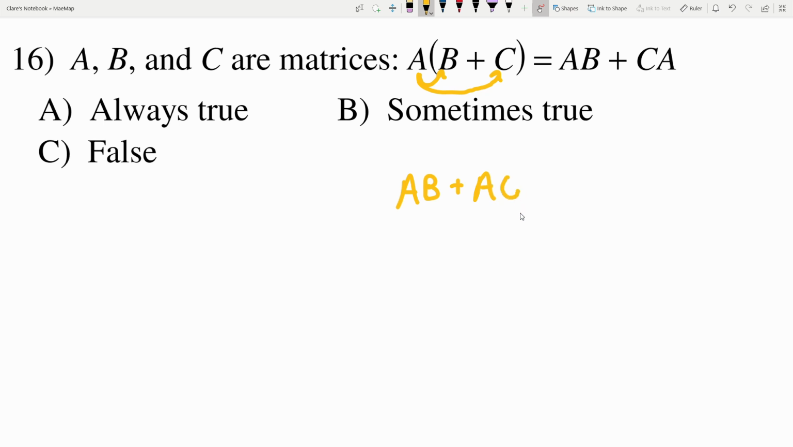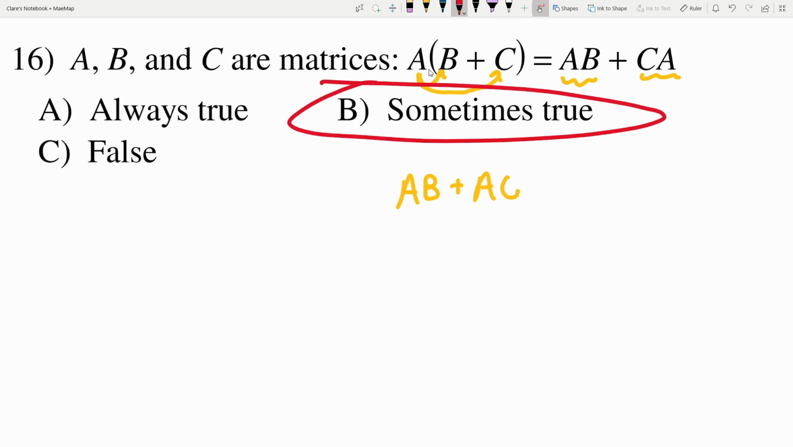However, remember, multiplying on the left is different from multiplying on the right. So because this is A times B plus C times A, that matrix is not on the left-hand side like it should be when we distribute. Therefore, this is not always true. It is, however, sometimes true.